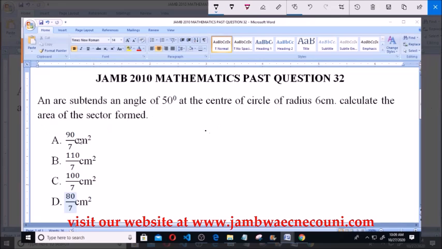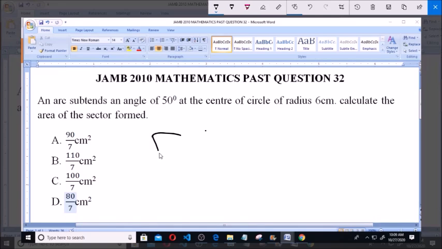Now the question says that an arc subtends an angle of 50 degrees at the center of a circle. Let's say this is the center of the circle. Now this angle is 50 degrees. Now this is the arc. Now if you look at this, this is a what?